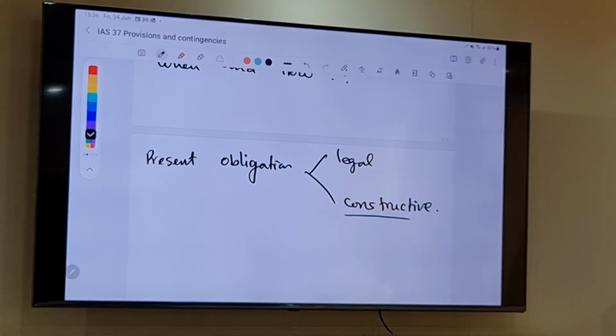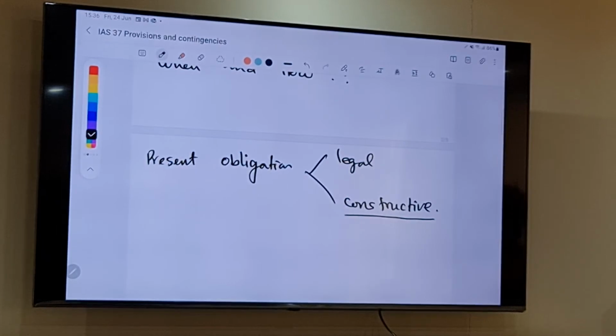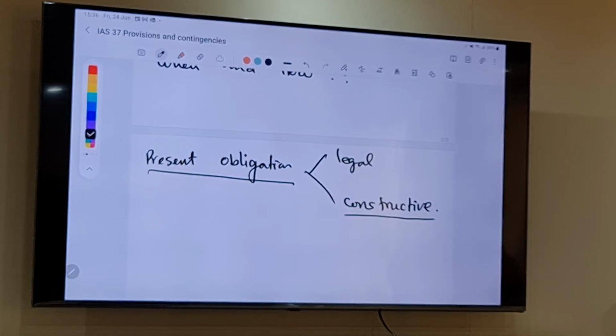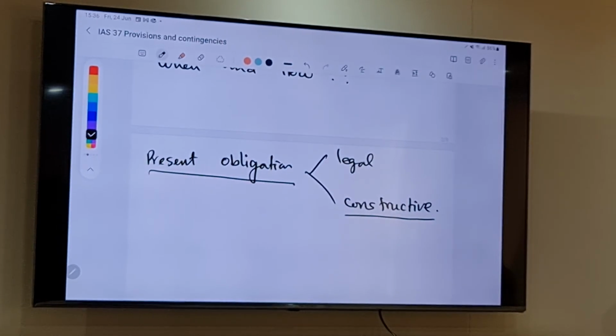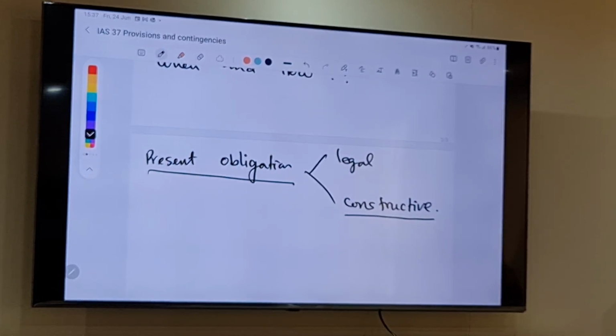Now what about constructive obligation? It's not necessarily formal or legal, but it is because of circumstantial events that force you to undertake the obligation. Good example. You, with your family, go to one of your friend's houses. The friend gives you the key and they leave. You stay there for a week. So now, let's say on Friday, tomorrow, Saturday, the friend's family comes in. You have to go out of the house.